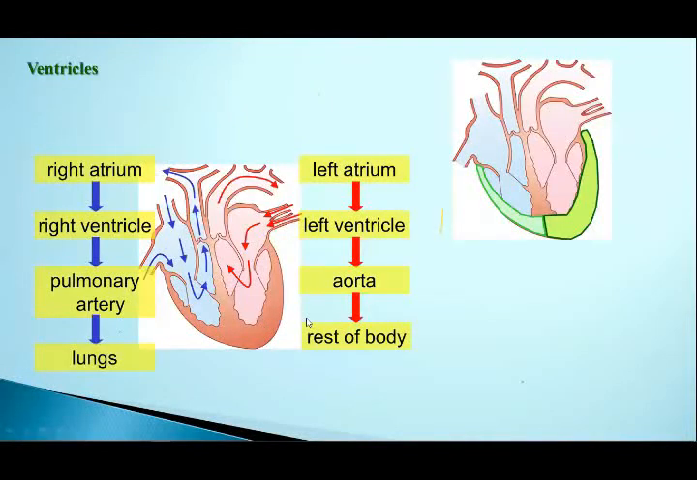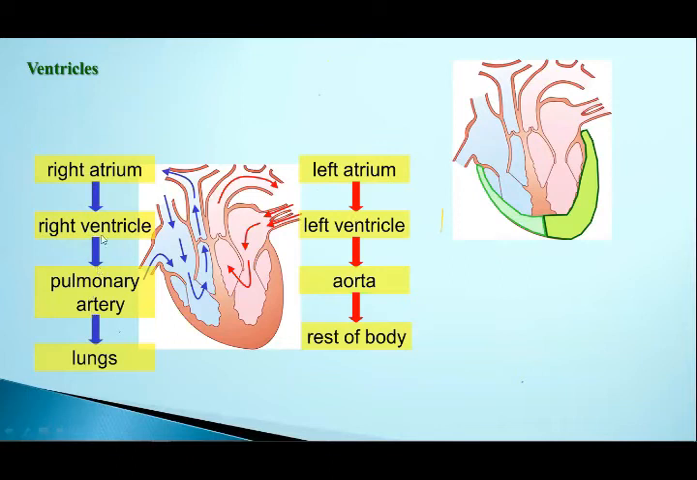And these are the ventricles. Now, ventricles are comparatively thicker, you can see. Whereas if you look into the left ventricle, it is comparatively thicker than the right side. This is your septum. Okay, let's look into the story of the ventricles. From the right atrium, right ventricle. From the left atrium, left ventricle.